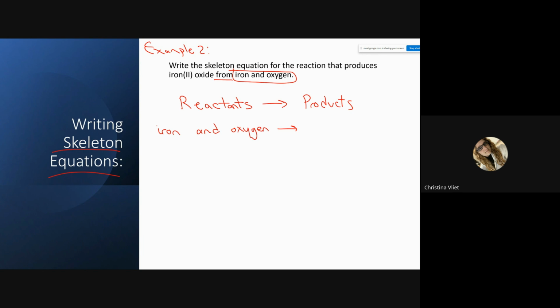So the key word there, produces. Iron 2 oxide, right? So this is my product, iron 2 oxide. So this is in words. What are my reactants and what are my products? First, you have to read it correctly and place what you have on the correct side. But this is not the answer because we need to change this into symbol format.